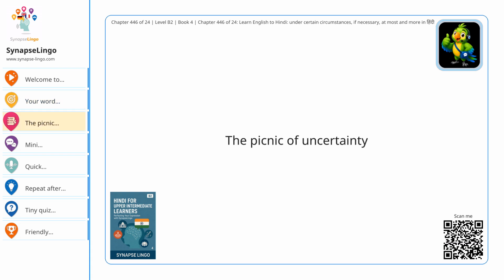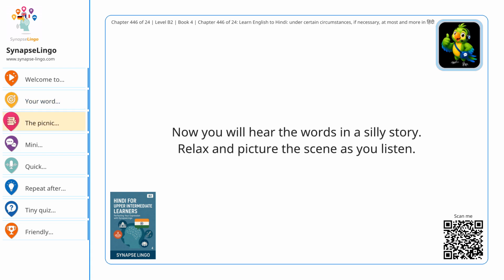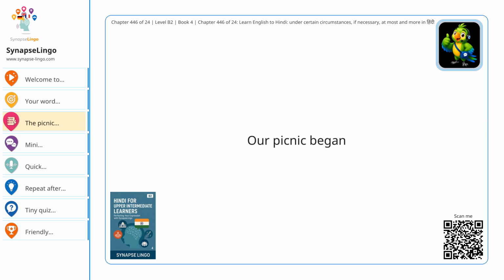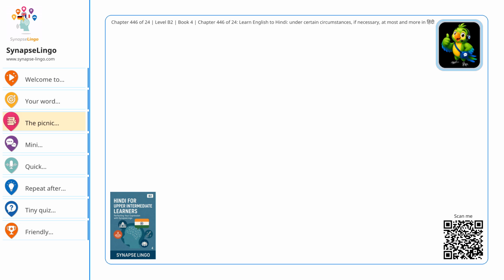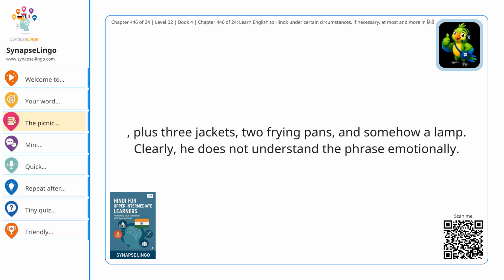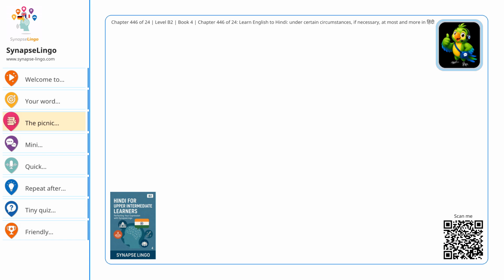The picnic of uncertainty. Now you will hear the words in a silly story. Relax and picture the scene as you listen. Our picnic began कुछ परिस्थितियों में. Only. Why? Because Grandma said, we go ahead only if the sky looks friendly and the ants sign a peace treaty. My brother packed an umbrella यदि आवश्यक हो. Plus 3 jackets, 2 frying pans, and somehow a lamp. Clearly, he does not understand the phrase emotionally.